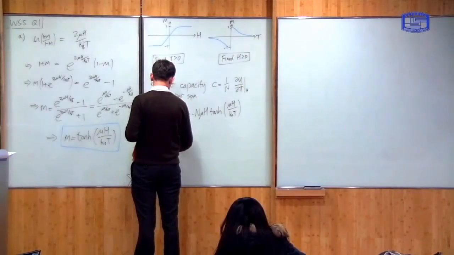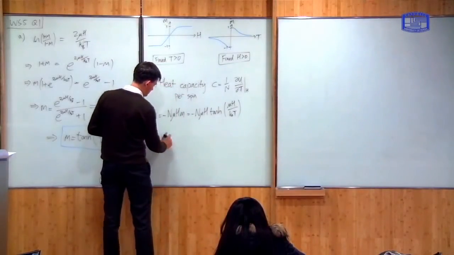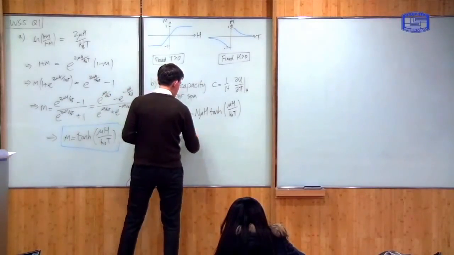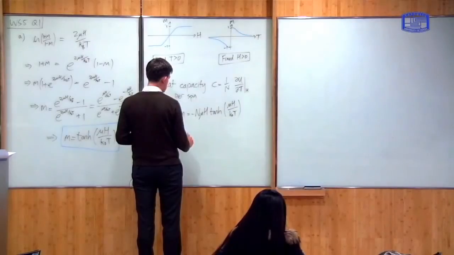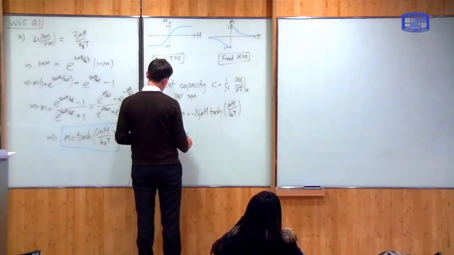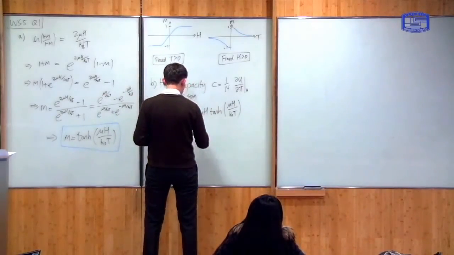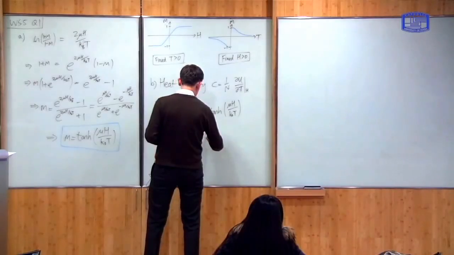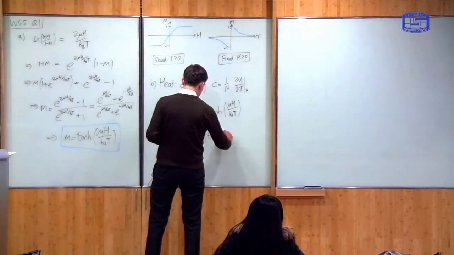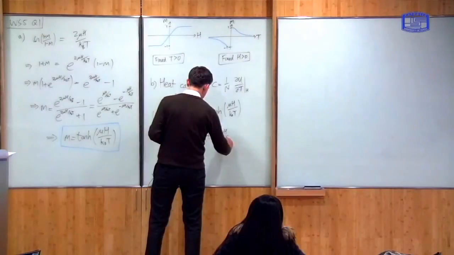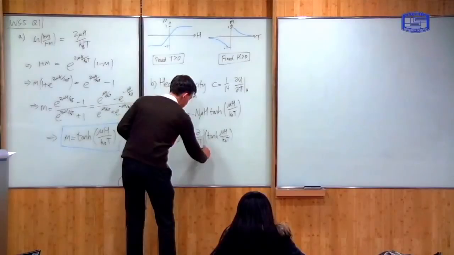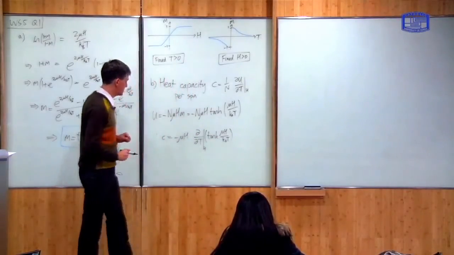Therefore, C is equal to, the N's cancel, so I get minus mu h times the derivative with respect to temperature, d by dT, of tanh of mu h over kBT. That's the derivative with respect to temperature, taking h as a constant.